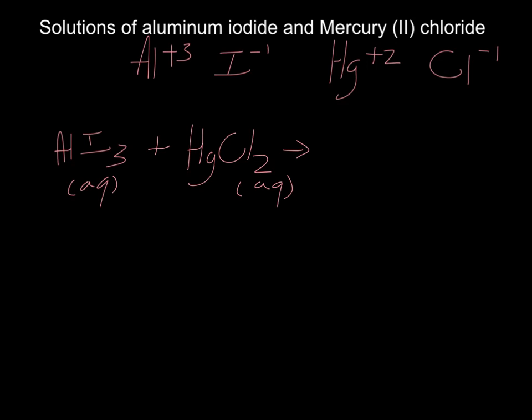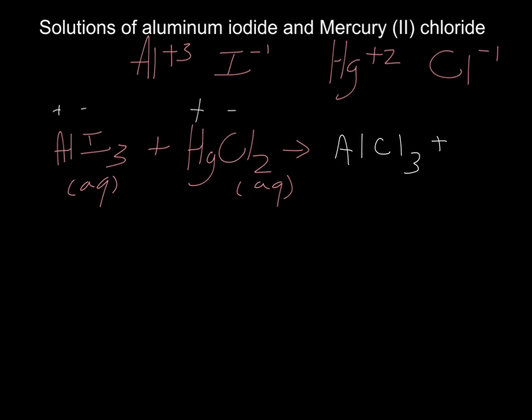Now, what's going to happen here is the positives are going to swap partners. So aluminum is going to come and bind with the chlorine. So I have to look at their charges again. Aluminum is a +3. Chlorine's a -1. So when it comes in and bumps out the mercury, I'm going to have aluminum chloride, but that -1 charge on the chlorine, I need 3 of them to balance out the +3. I don't know the state of matter yet. I'm not going to worry about it.